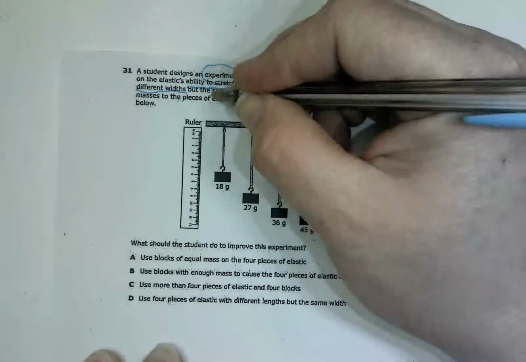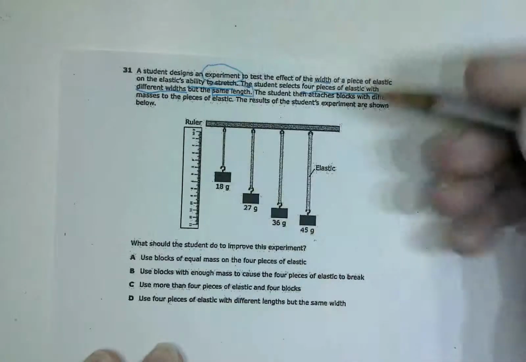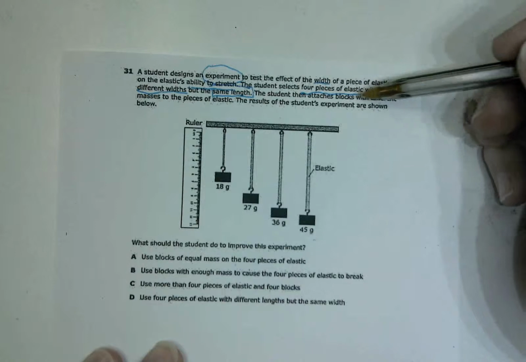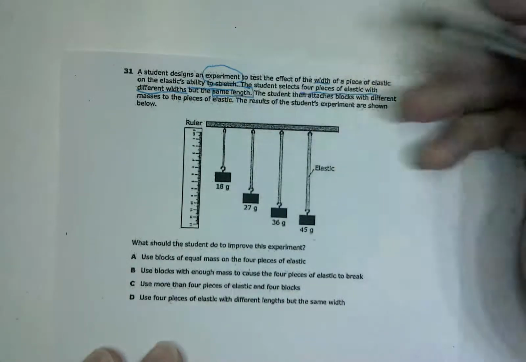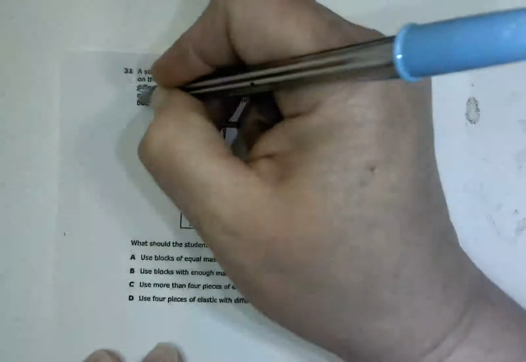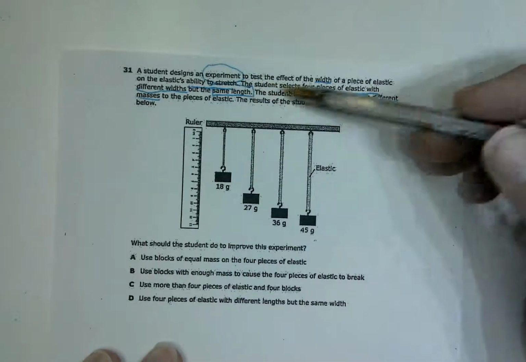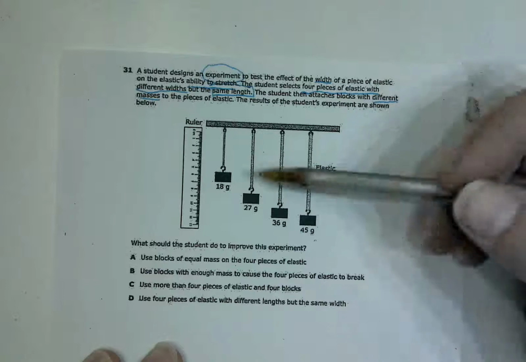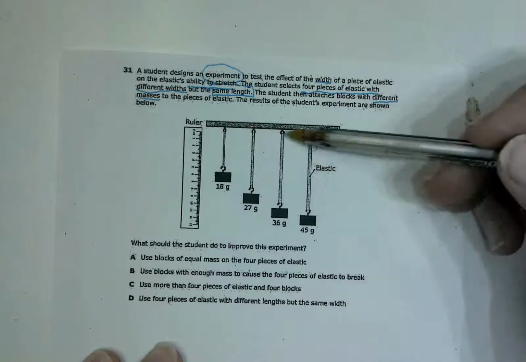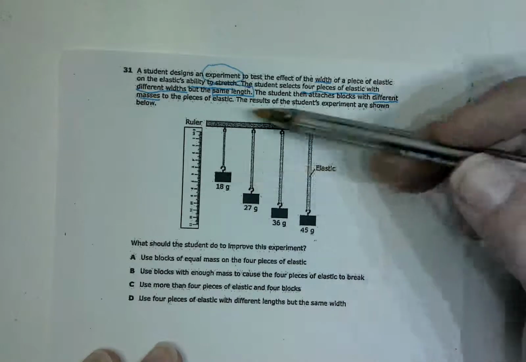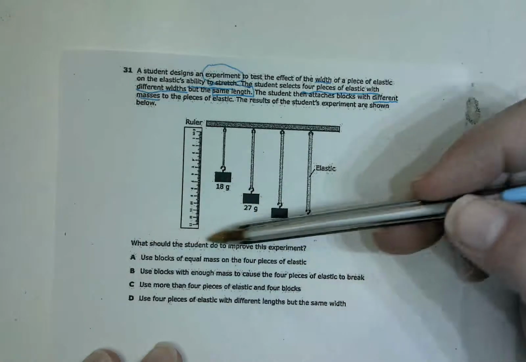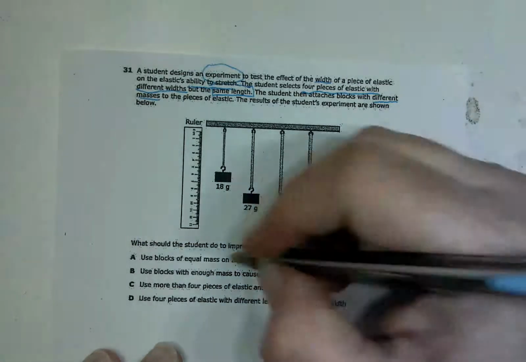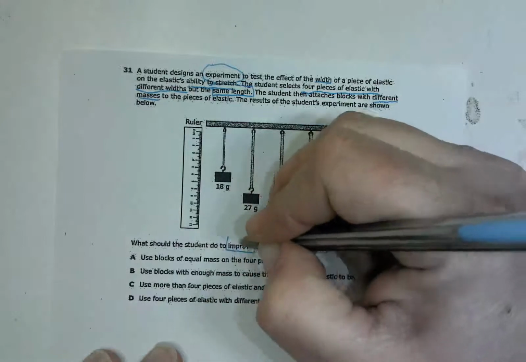Here's our control. The students then attach blocks with different masses to the pieces of elastic. Different masses. The results of the students' experiment are shown below. So here we have the pieces of elastic, different widths, all the same length, and then the different masses. What should the student do to improve this experiment? So we're looking at what we can do to improve.